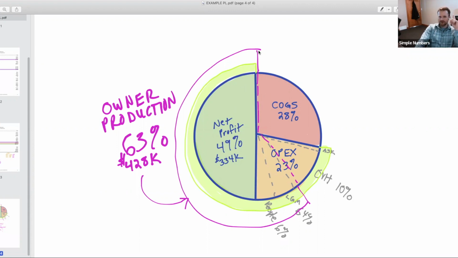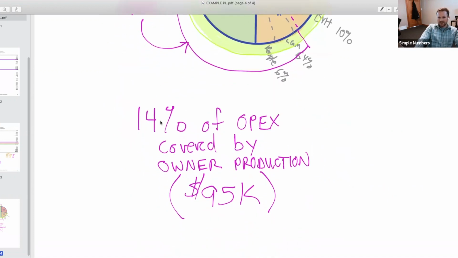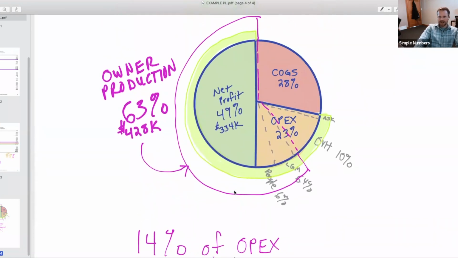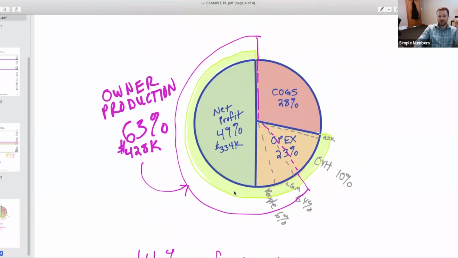The problem comes when we bring in the pink line. The owner did 63% of the total revenue, which was $428,000, but they only made $334,000 in net profit. Essentially, what this means is 14% was covered by the owner's production, or roughly $95,000. So at the end of the day, it looks like they made $334,000, but they actually lost $95,000. On paper, it can look like you did great, 49% net profit, but actually you lost money on your team.